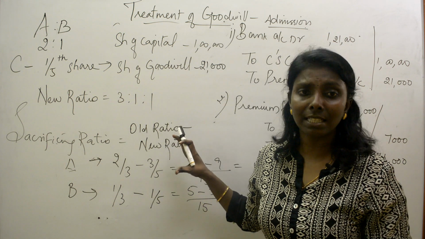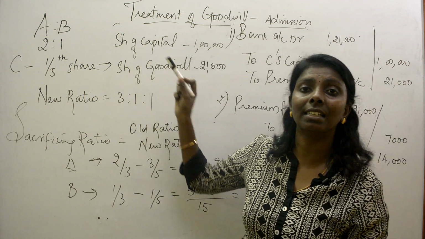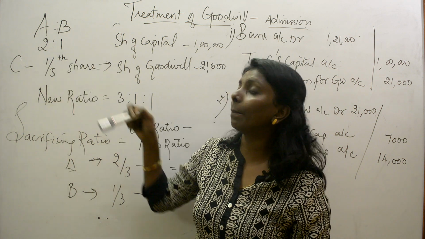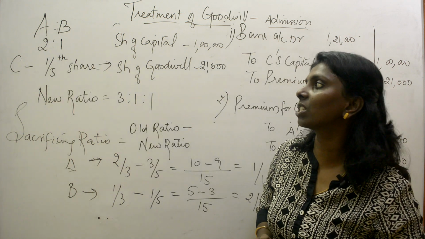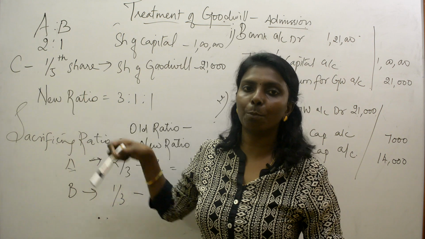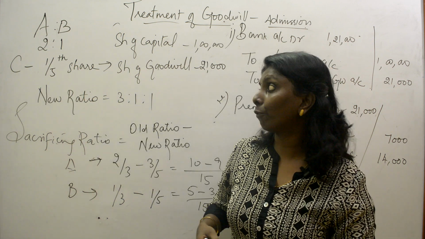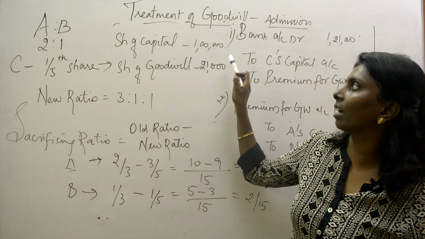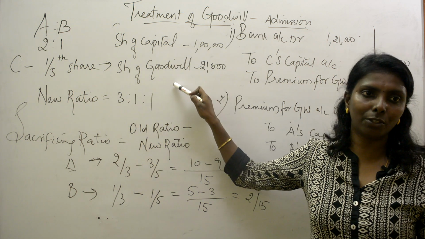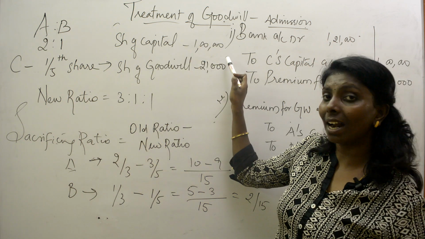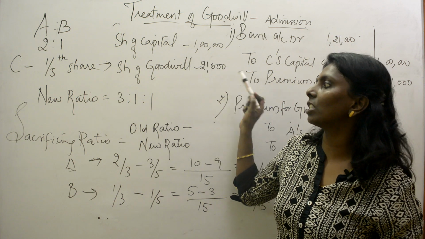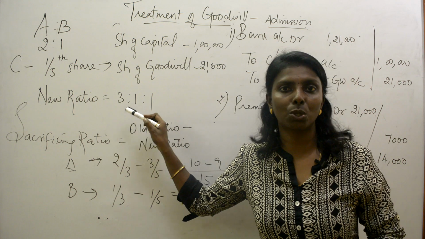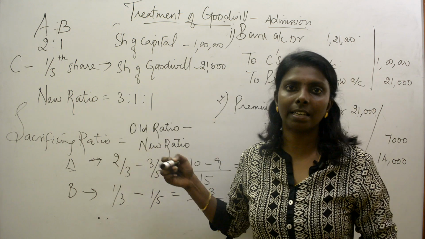Let's take a very simple scenario. This is case 1 in treatment of goodwill. There are two partners, A and B, sharing profits and losses in the ratio of 2:1. C is a new partner who is getting admitted for a 1/5 share in the profit. Now C will have to bring in a share of capital as well as goodwill. C brings in 1 lakh for his capital and 21,000 for goodwill. The new ratio in this case is 3:1:1 after C is admitted.